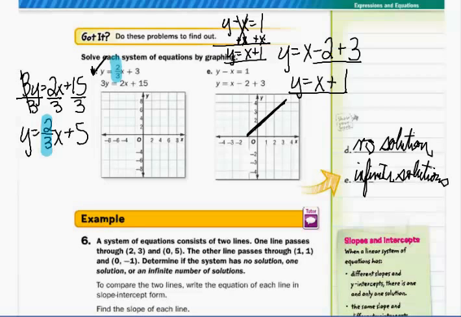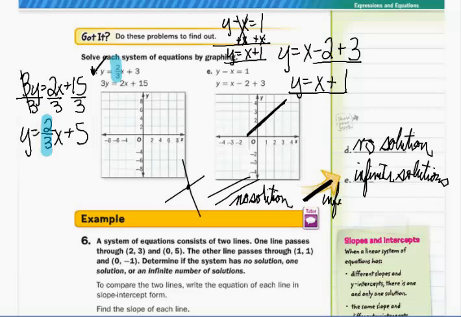So you could have one if they were to both just graph like this, and you have one, that would be one solution. If you end up having parallel lines, which means the slopes have to be the same, that is no solution. Or it could be that one is graphed right on top of the other, which is our infinitely many, infinite solutions.